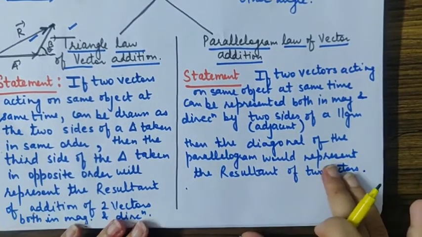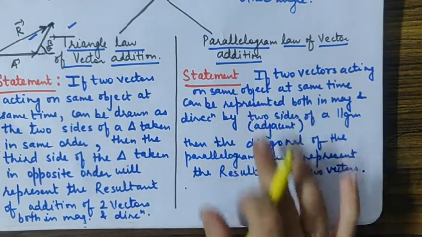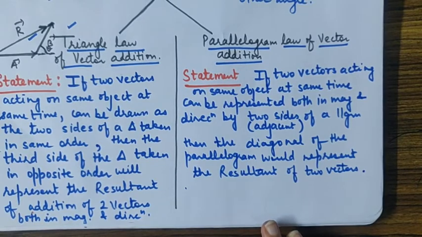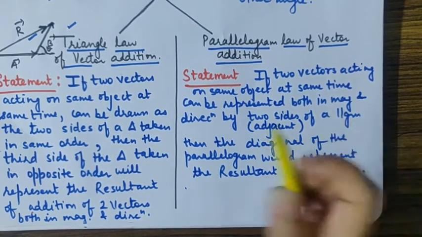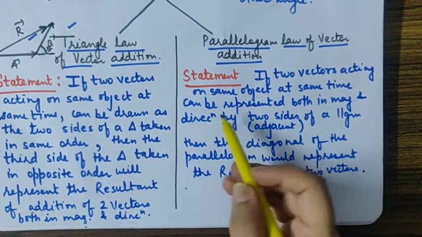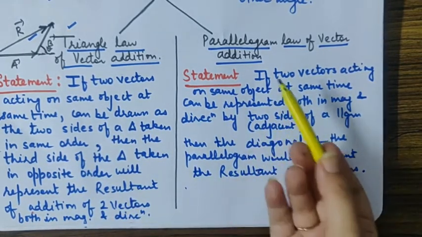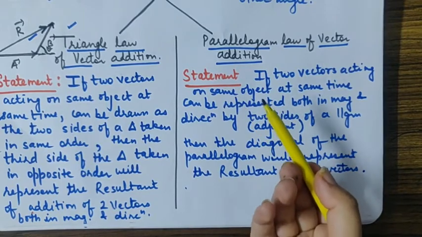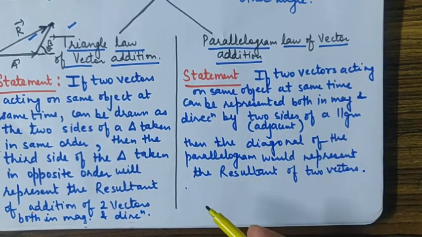So according to this law, first of all read the statement and then I'll be drawing the diagram for this. If two vectors acting on the same object at the same time can be represented by, obviously we are discussing the parallelogram law, a parallelogram. Two sides alone cannot draw a parallelogram.